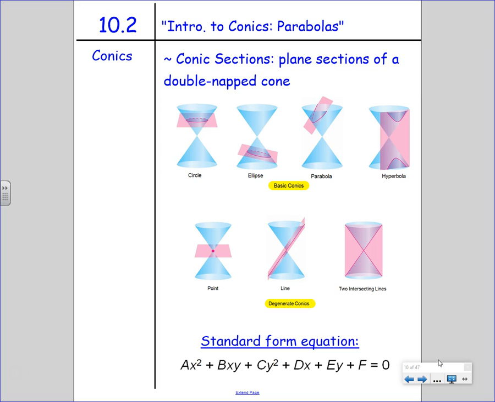But believe it or not, all 1, 2, 3, 4, 5, 6, 7 of these conic sections can be found in the standard form equation at the bottom. Some variation of it. Okay, Ax squared plus Bxy plus Cy squared plus Dx plus Ey plus F equals 0. Every single one of their equations have some sort of components from down below.